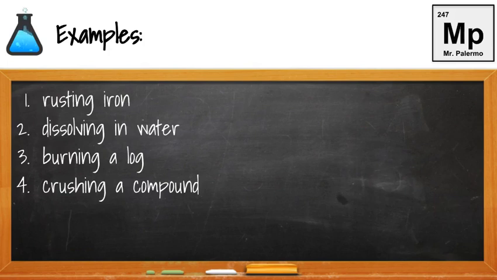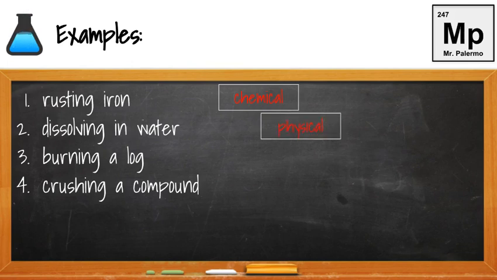So some other examples, as I mentioned, rusting, so rusting iron. That would be a chemical change because a new substance is being made. In this case, iron oxide. Dissolving in water. If something dissolves in water, the original properties are still there. So salt dissolves in water. It still has the properties of water and the salt. So that would be a physical change.